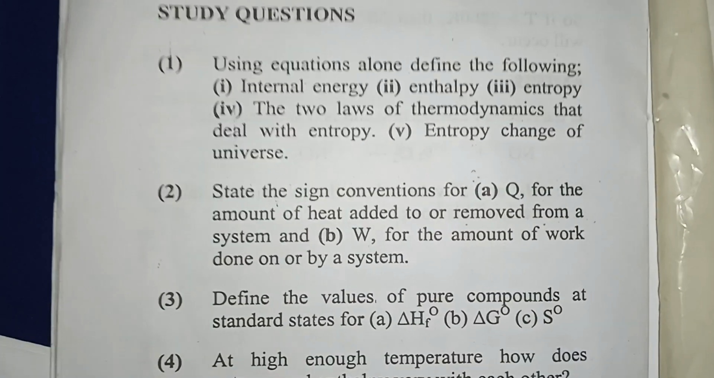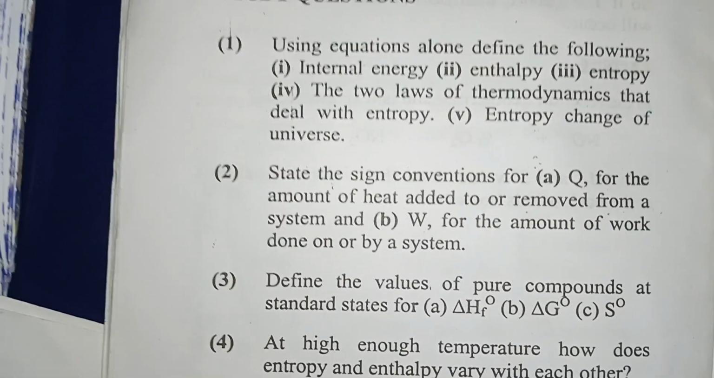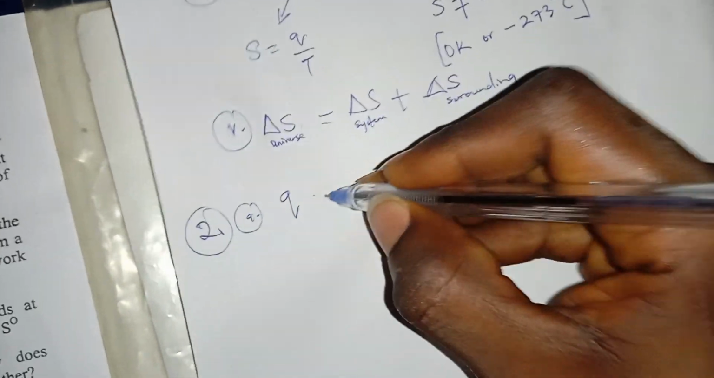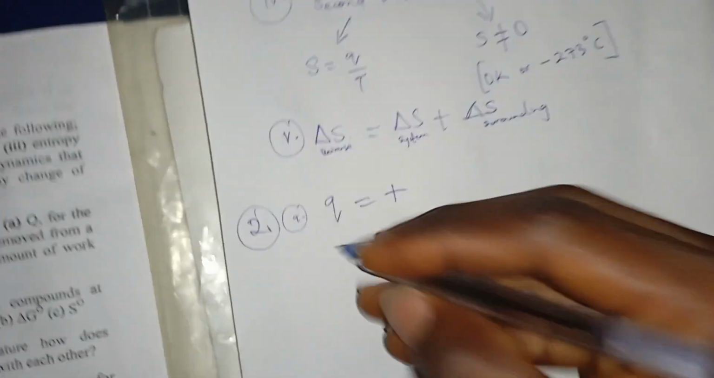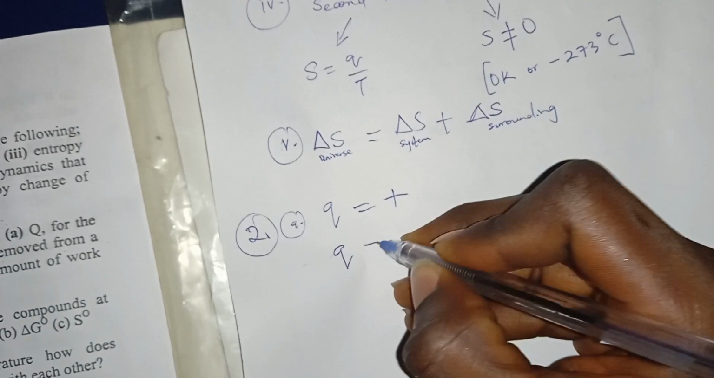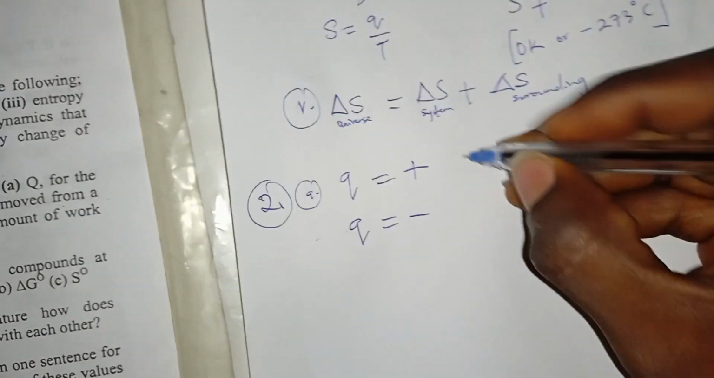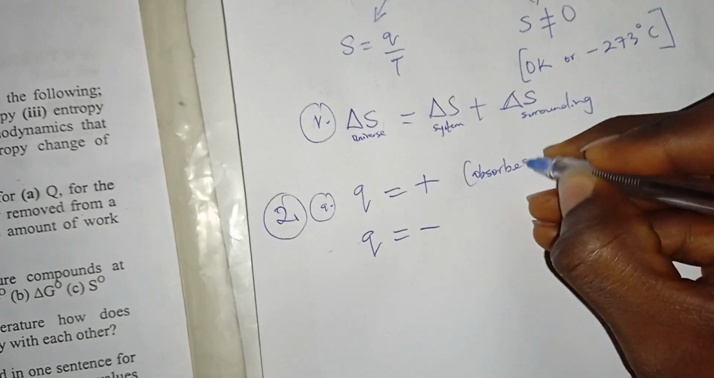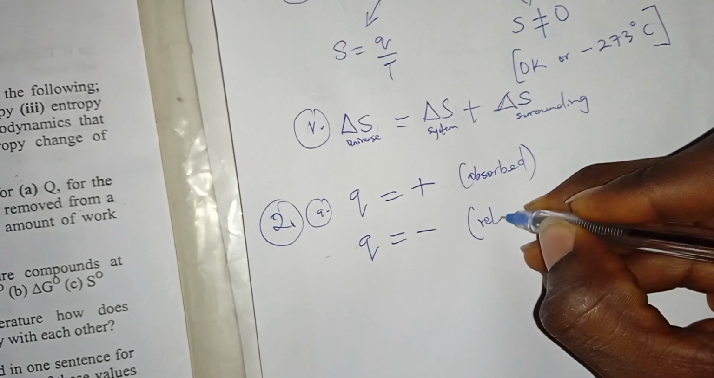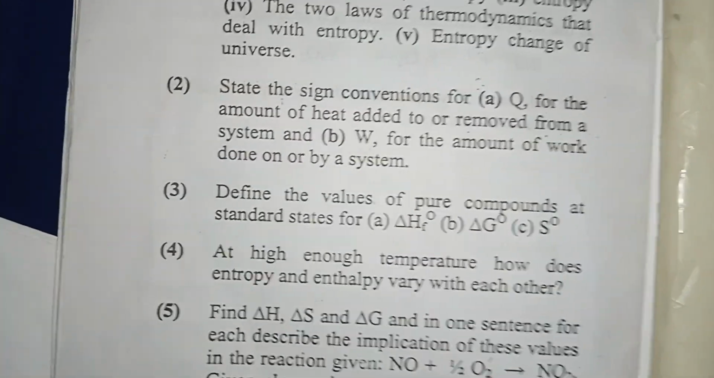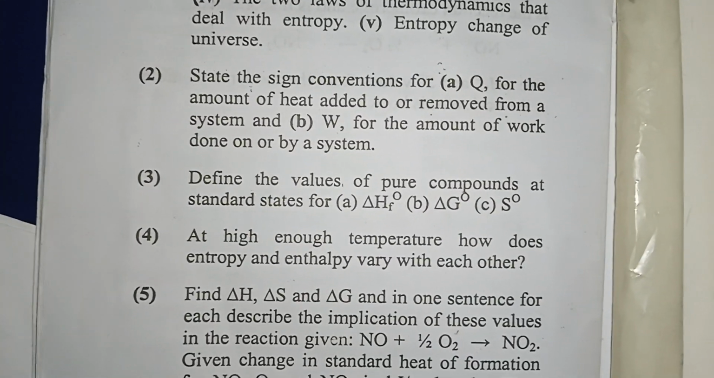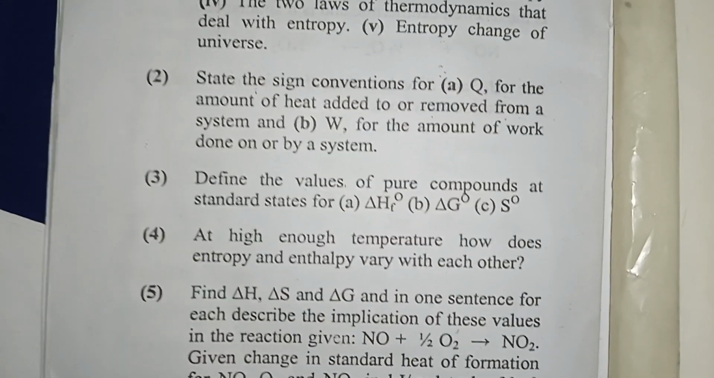Number two says, state the sign convention for A, Q, the amount of heat added to or removed from a system. When heat is added to a system, absorbed, Q is positive. When heat is removed from a system, released, Q is negative. Now let's move to the B part, work. The sign convention for the amount of work done on or by a system. Is it positive or negative?